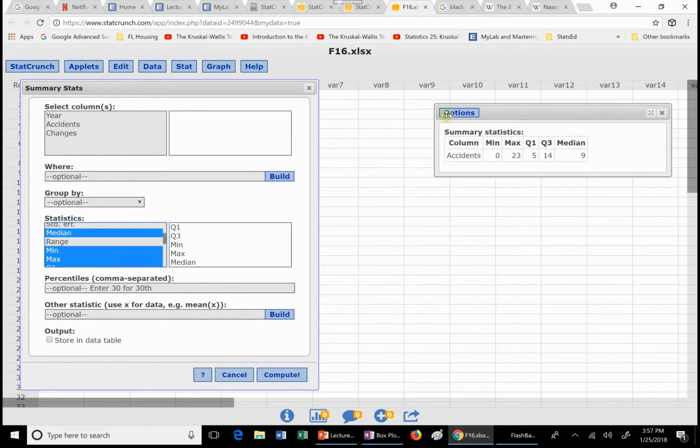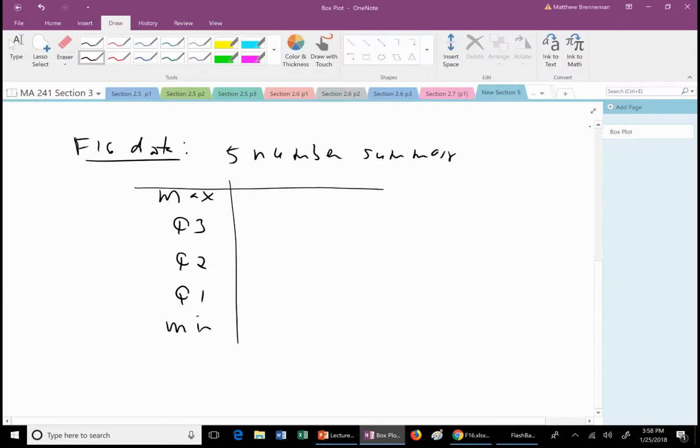All right. And so these are my numbers. When you look at what you get from the program, you get 0 for the minimum. Q1 is 5, Q2 is 9, Q3 is 14, and the max is 23. That's my 5-number summary. Now I'm going to plot that, but it's not going to be quite as simple as that diagram that I showed you.